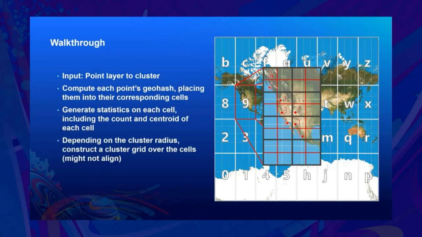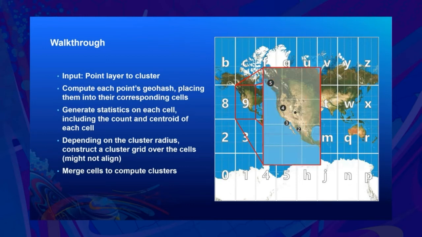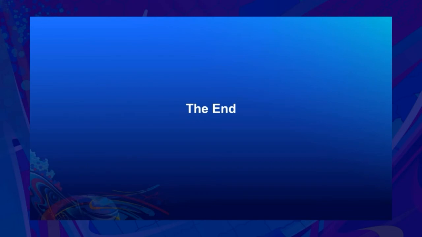From that, and this is a point that's a little bit different than before, we construct a grid of a cluster radius size over those cells, and we'll use this to actually construct the clusters. From here, we merge cells that fall within these cluster cells to compute clusters. And we can see here that we have exactly the same result as before. We have our clusters, our input point layer, our final output, and everything's good. The end, right? Presentation over.